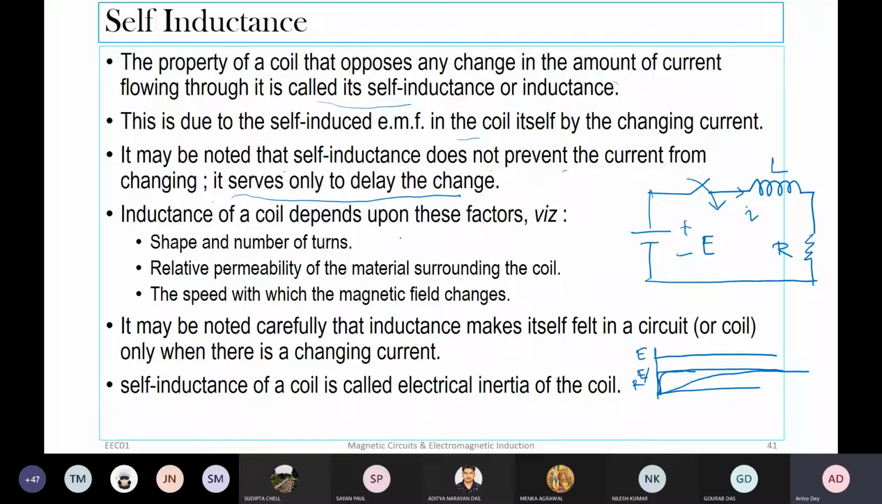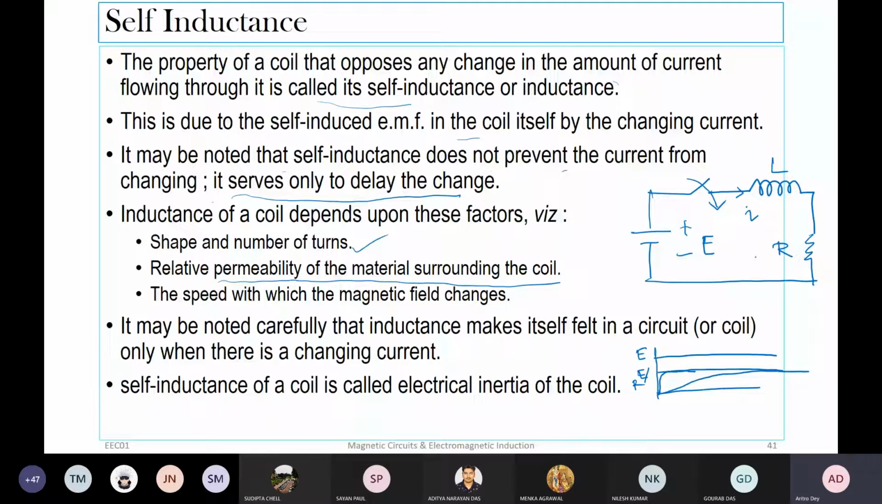The inductance of a coil depends on three factors: the shape and the number of turns, the magnetic material you are using, that is, the relative permeability of the material surrounding the coil, and the speed at which the magnetic field is changing. Once you close the circuit, after the transient is over, after the switching is over, there is no change of current. Whenever there is no change of current, there is no inductance effect present. So it will have an initial action, and after that it will just vanish.